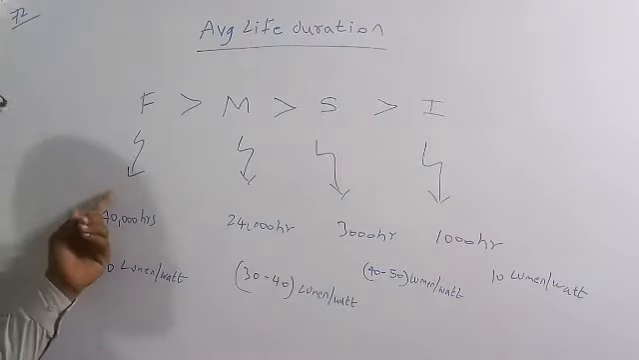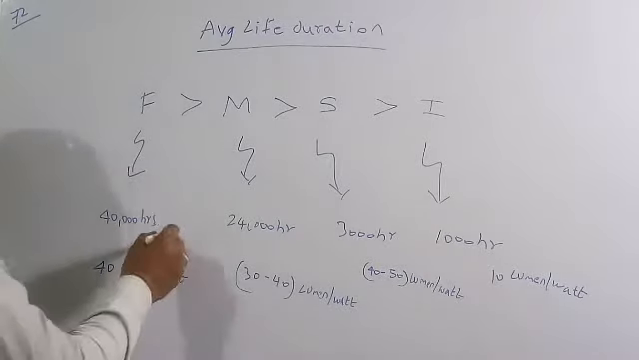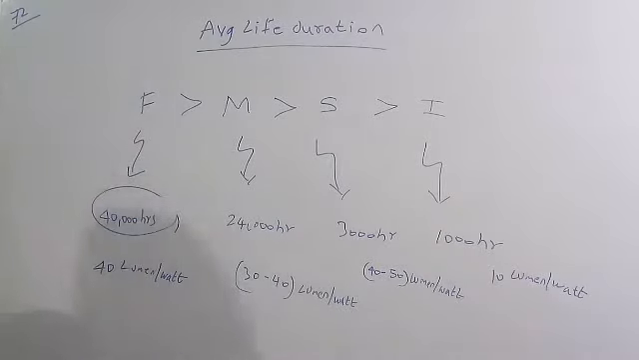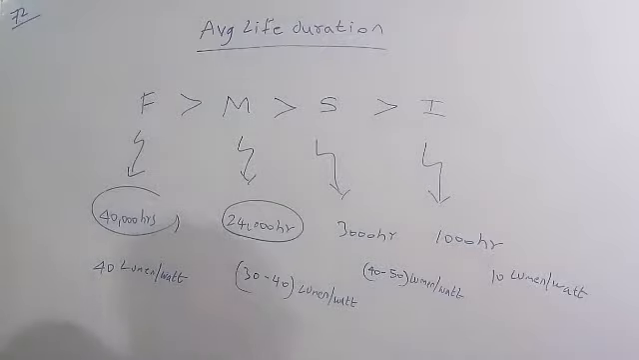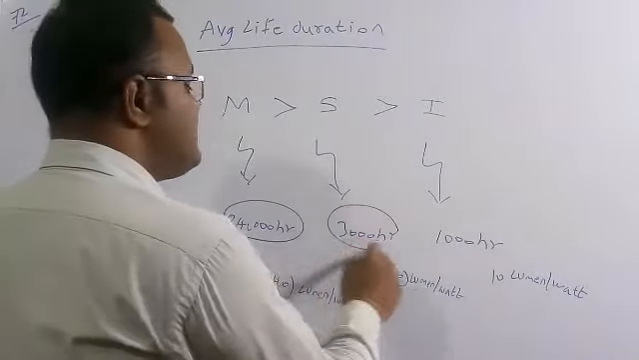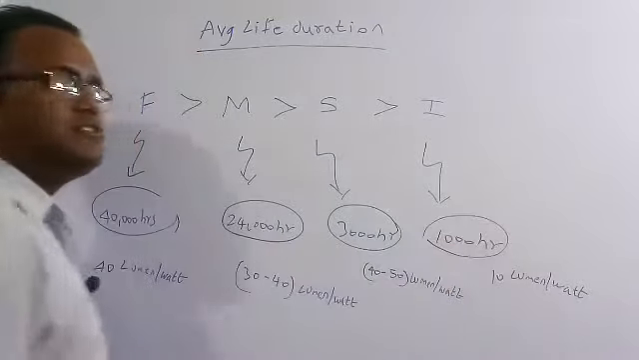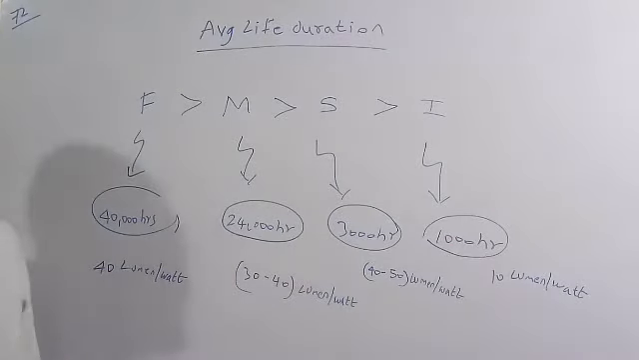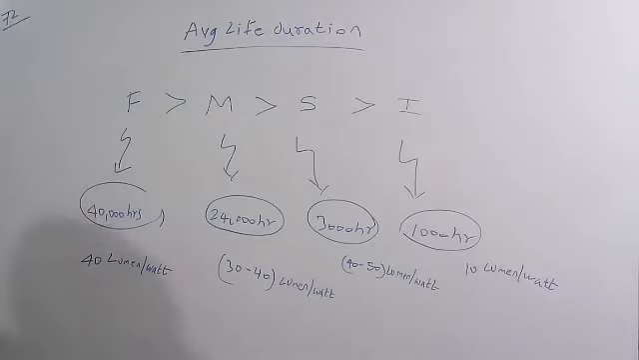So here the life duration of a fluorescent lamp is generally 40,000 hours. So this is the life duration of this. Generally, the life duration of a fluorescent lamp is 40,000 hours, and for the mercury vapor lamp, it is around 24,000 hours, and for the sodium vapor lamp, it is around 3,000 hours, and for the incandescent lamp, it is 1,000 hours. So therefore, if you see from this data, you are going to get 40,000 hours, means a huge value. So therefore, the fluorescent lamp has the highest duration when compared to the remaining three lamps.